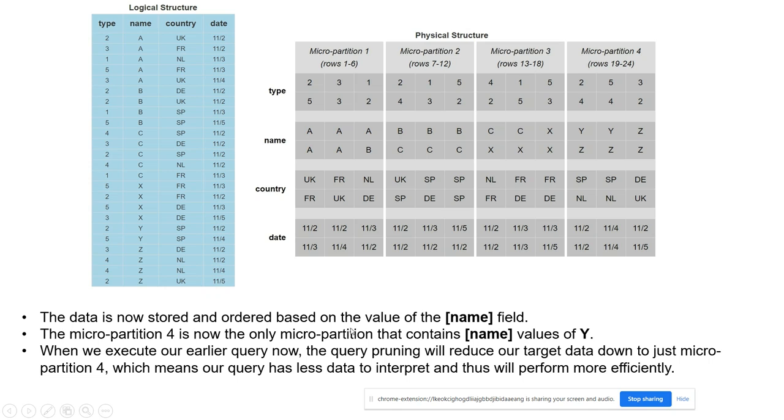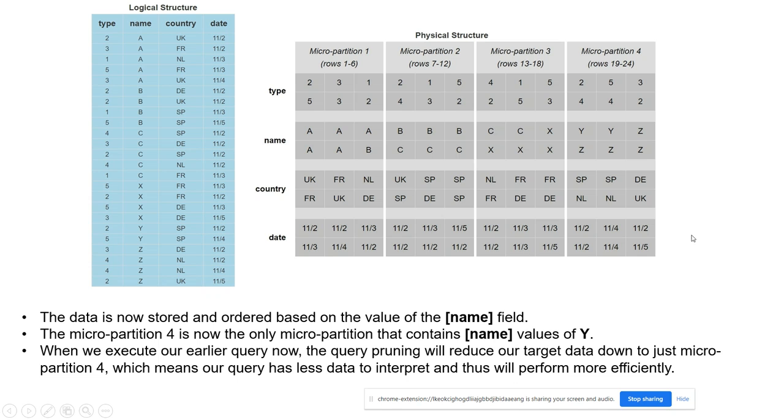Whatever I explained in the previous slide: the data is now stored and ordered based on the value of the name field. Micro partition 4 is now the only micro partition that contains name values of y. When we execute our earlier query, query pruning will reduce our target data down to just micro partition 4. As I already explained, it has to scan only micro partition 4, which means our query has less data to interpret and thus will perform more efficiently.